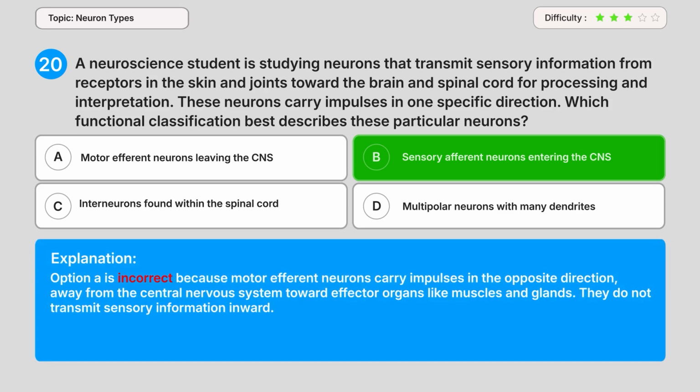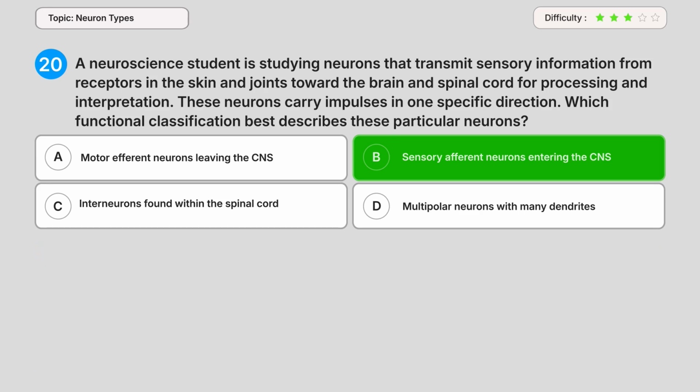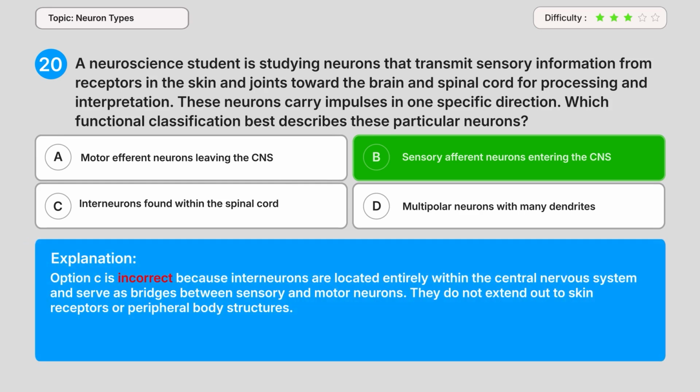Option A is incorrect because motor efferent neurons carry impulses in the opposite direction, away from the central nervous system toward effector organs like muscles and glands. They do not transmit sensory information inward. Option C is incorrect because interneurons are located entirely within the central nervous system and serve as bridges between sensory and motor neurons. They do not extend out to skin receptors or peripheral body structures.